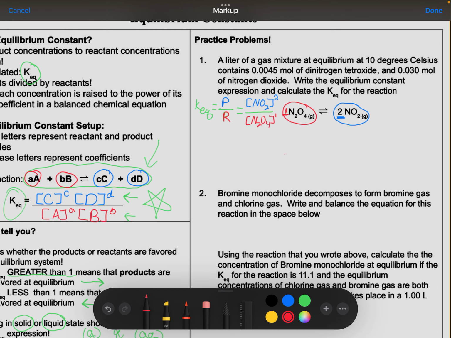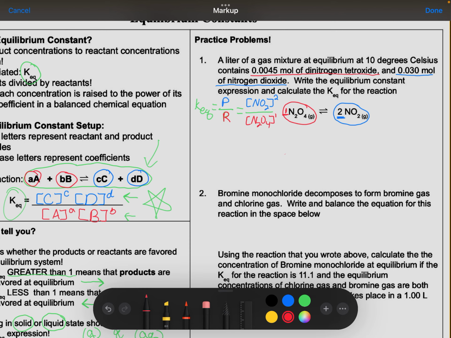Now we've written out our generic equilibrium expression. Now we have to start filling in numbers, so we have to do a little bit of interpretation in the problem. We know that the product is nitrogen dioxide, so I'm going to underline the moles of nitrogen dioxide in my blue product color. I'm also going to underline my moles of dinitrogen tetroxide, my reactant, in my reactant color, because those are the numbers that we are going to plug in.